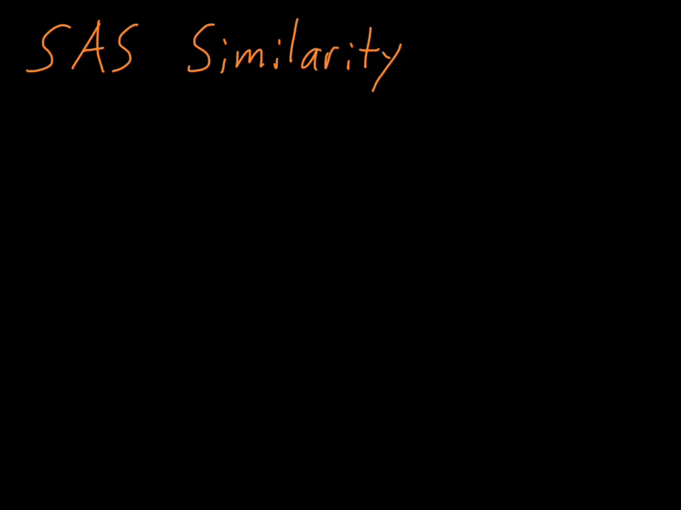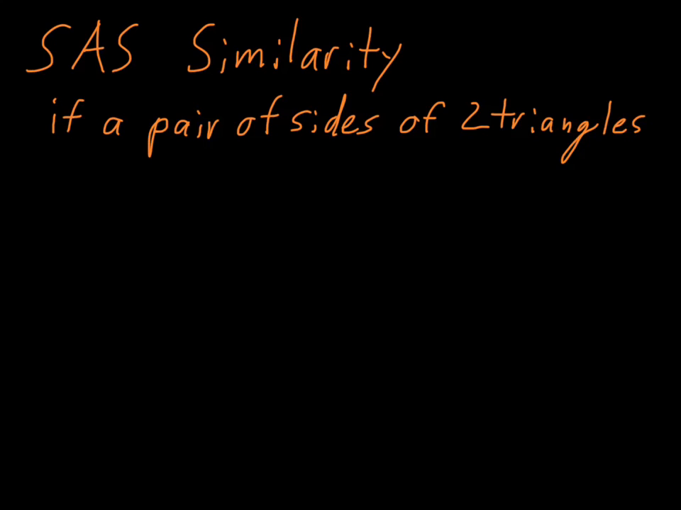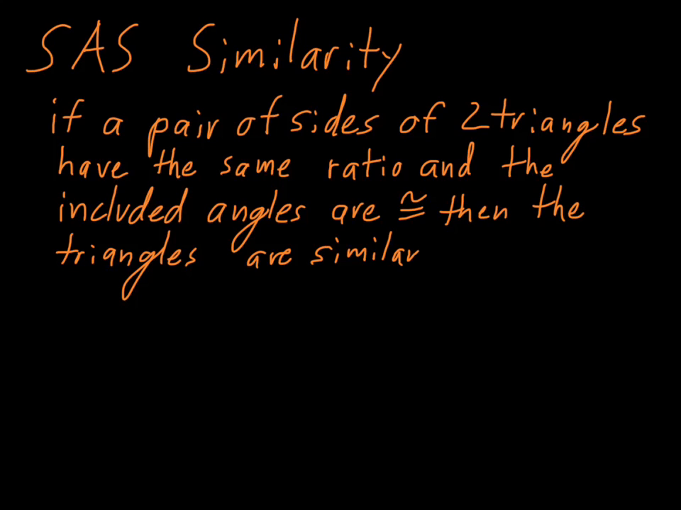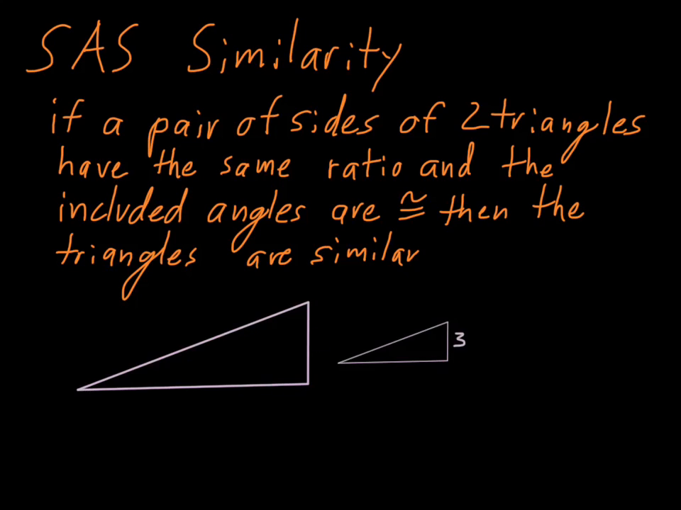This is SAS similarity, SAS. So very similar to the one that we're using in triangle congruence. If a pair of sides of two triangles have the same ratio and the included angles are congruent, then the triangles are similar. So let's take a look at two triangles.